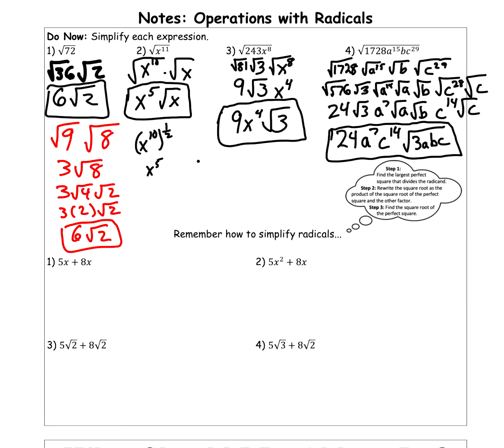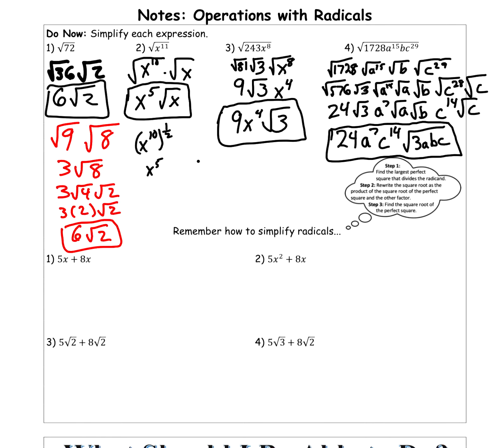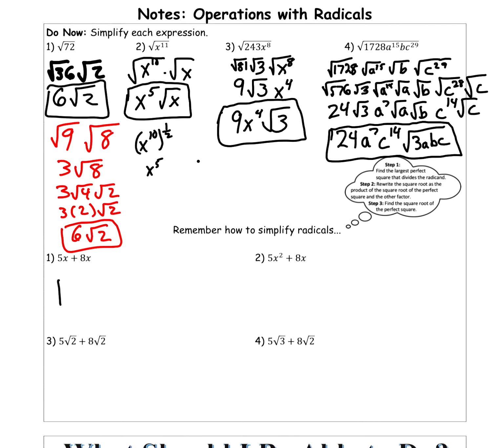So the second pair of 4 questions. We're combining like terms here. 5x plus 13x, those are like terms. Add them together and you get 13x. Number 2 is 5x squared plus 8x. It's 5x squared, not 5x. So that makes these unlike terms, so we can't add them together or combine them.